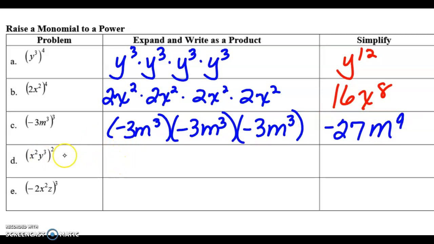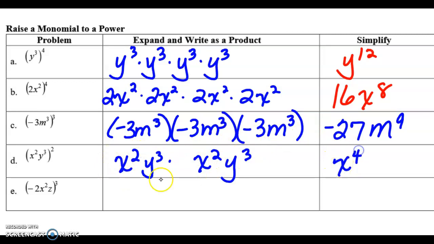Alright, here I have 2 variables. So I have x squared y cubed, and then I have it again. So the x's are similar. I have 2 x's, so altogether I have 4 x's. And then 3 y's and 3 y's, altogether I have 6 y's. I don't really need that times sign right there, sorry.